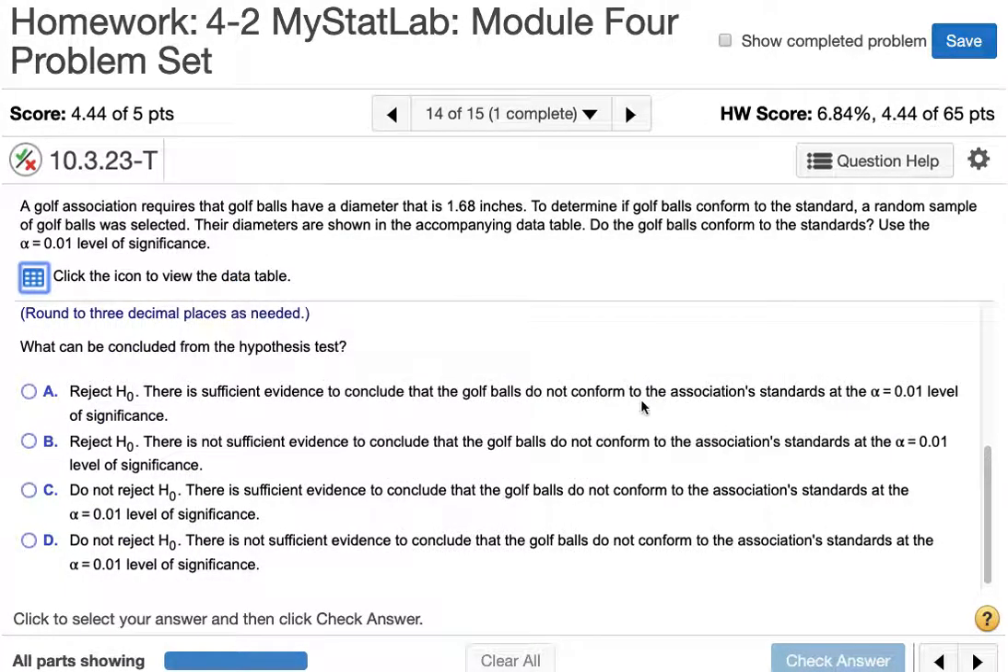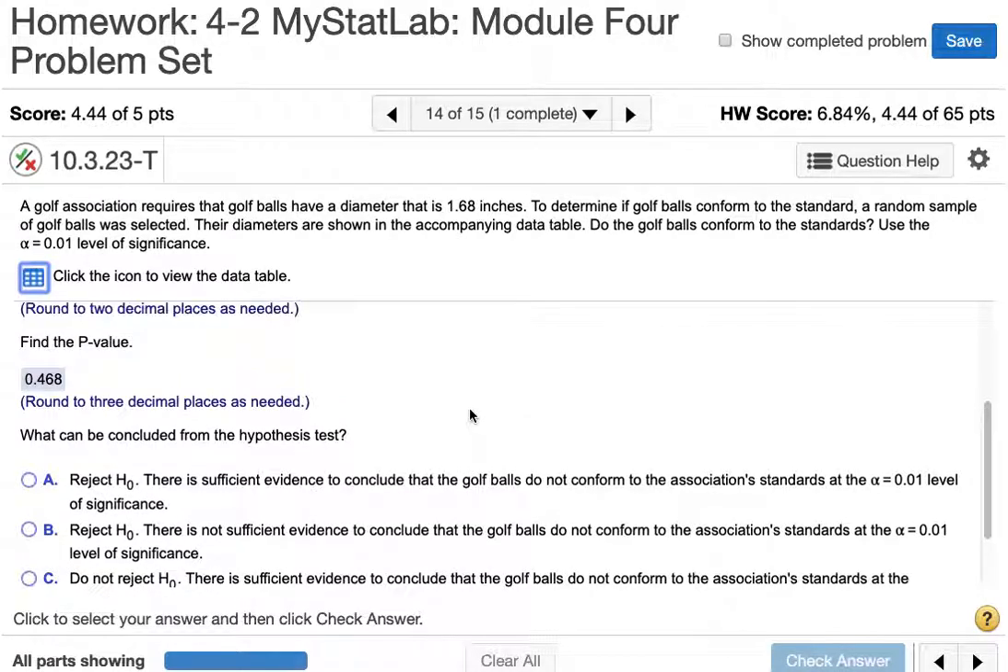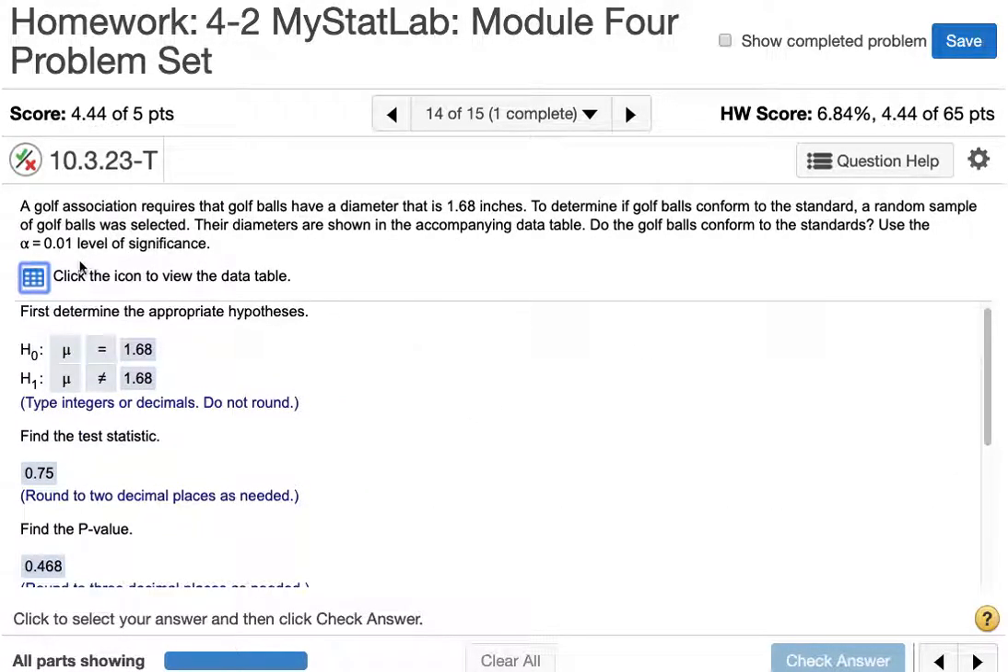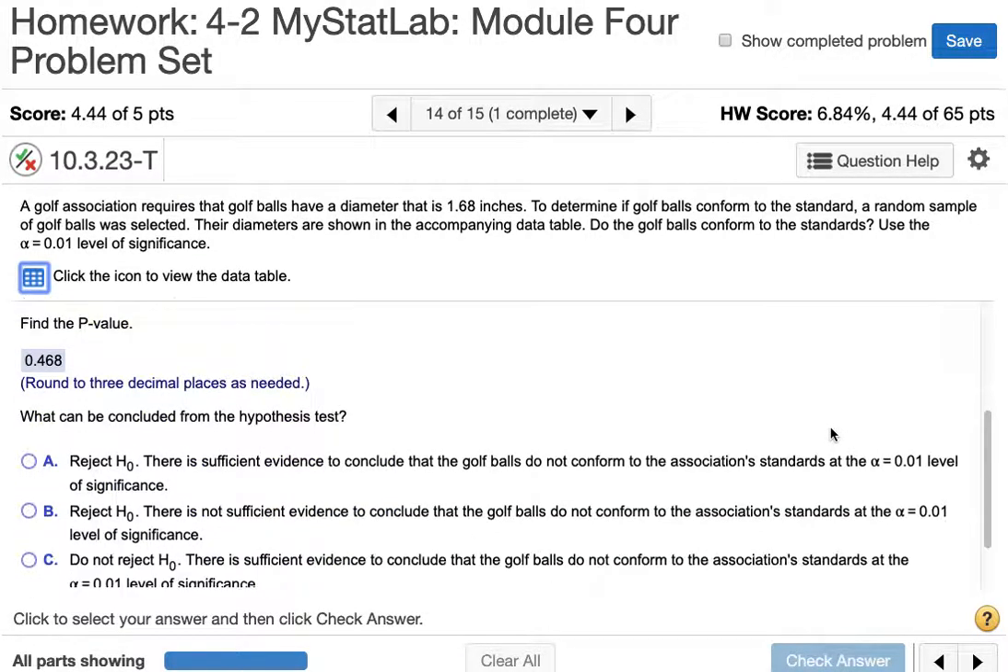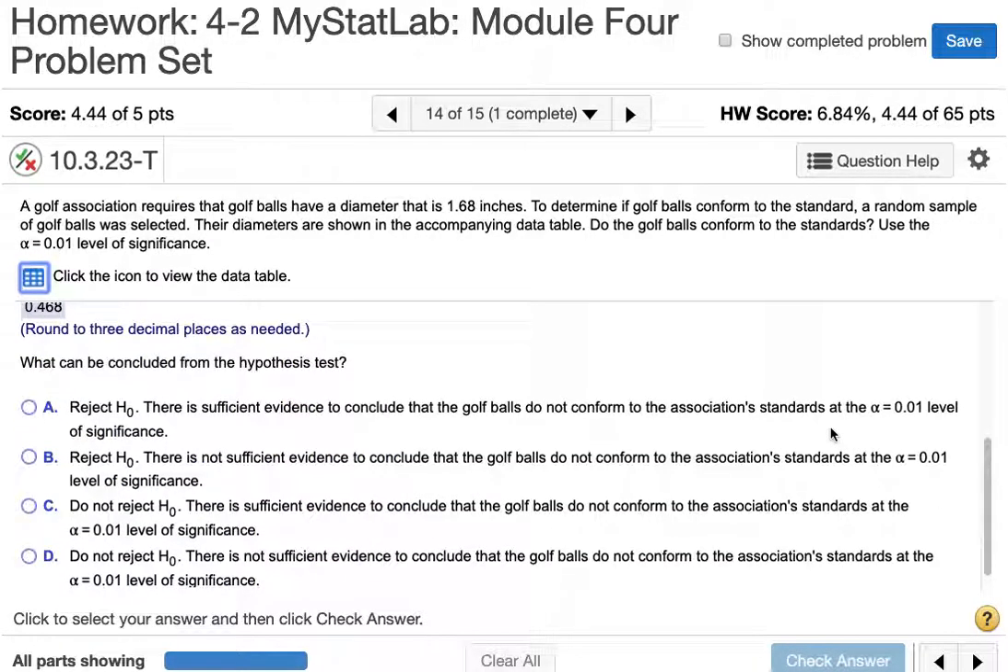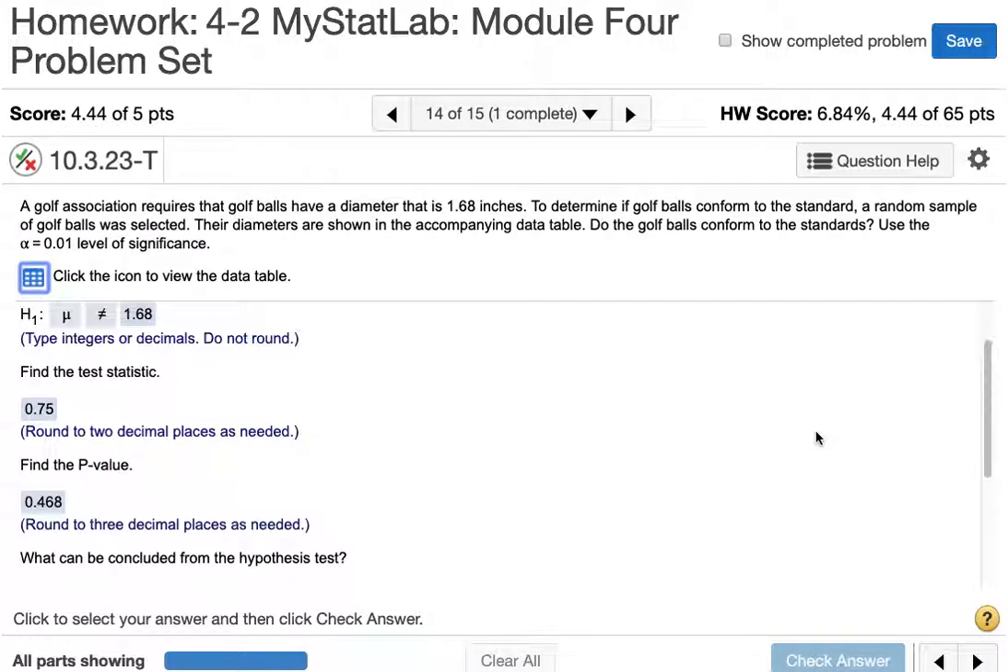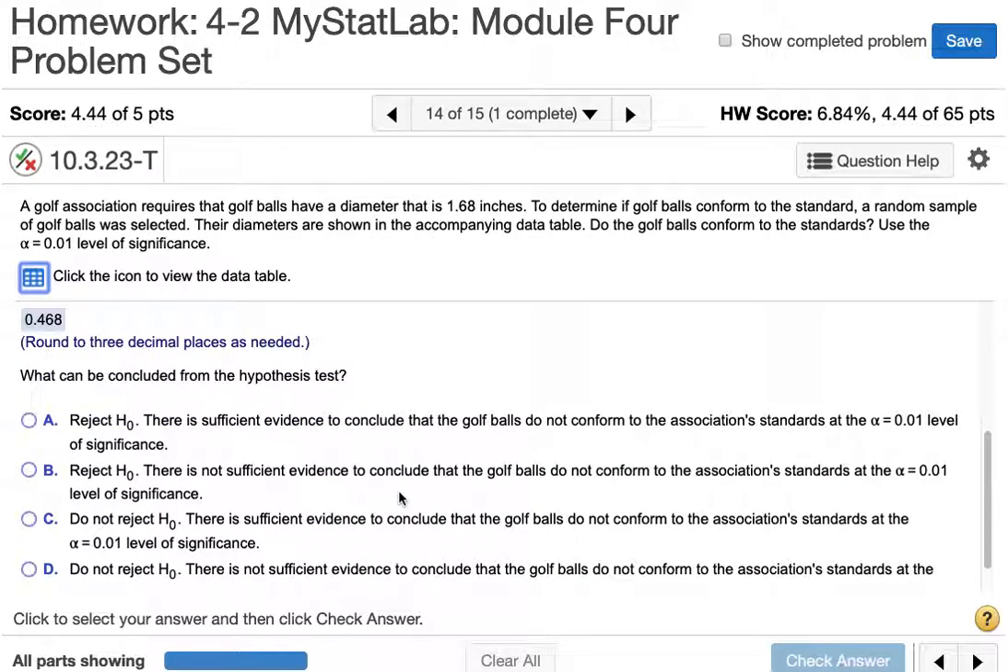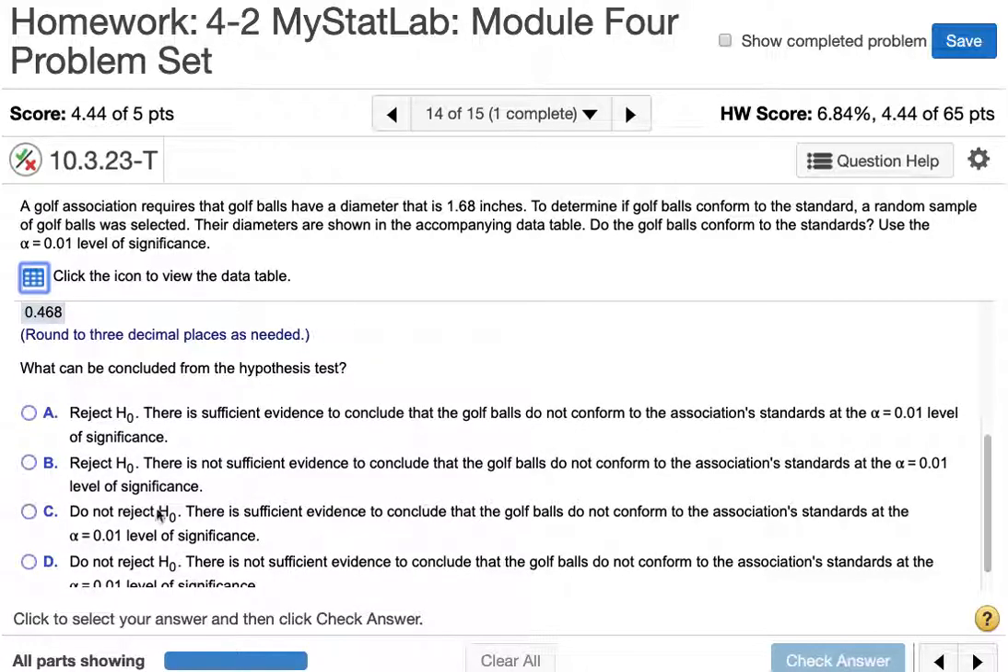Okay, and then this we have to decide whether we should reject or not. And we're looking at the alpha level of 0.01. So that's the area on the curve that would be way down in the tails. So that is very low, and then we have this very high p-value, this is close to the middle, this area. So we would absolutely not reject. So we do not reject.